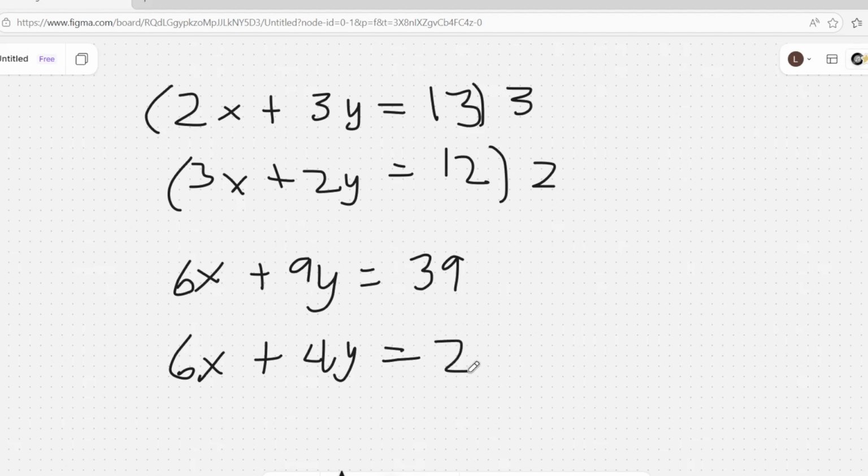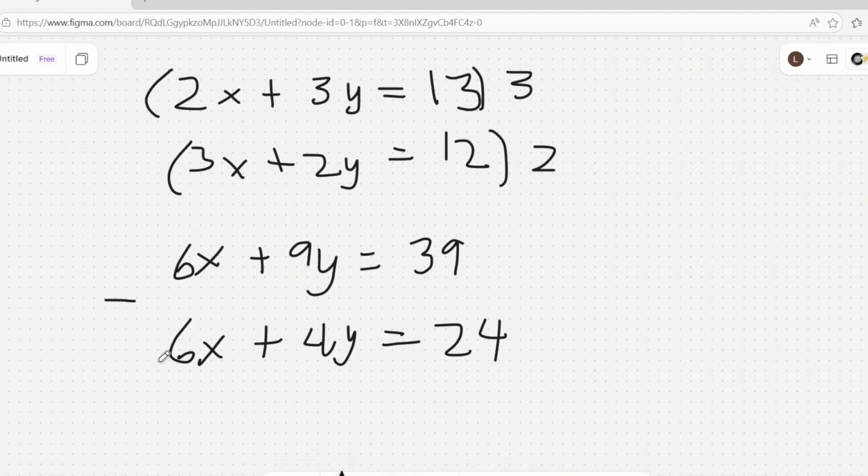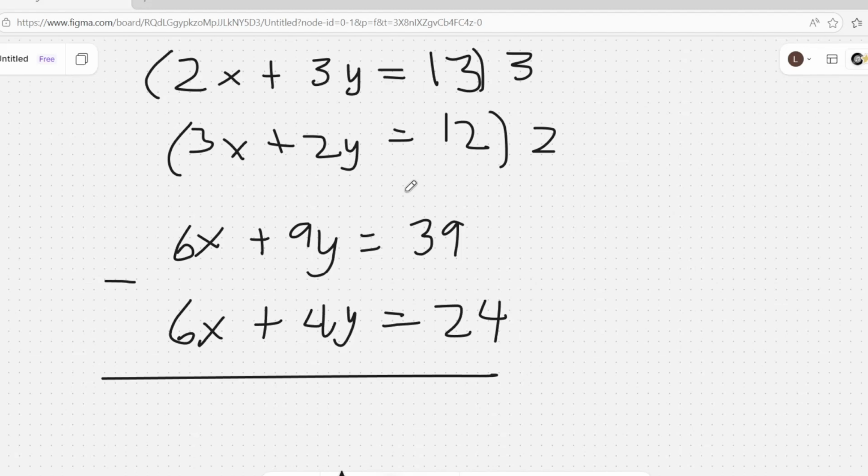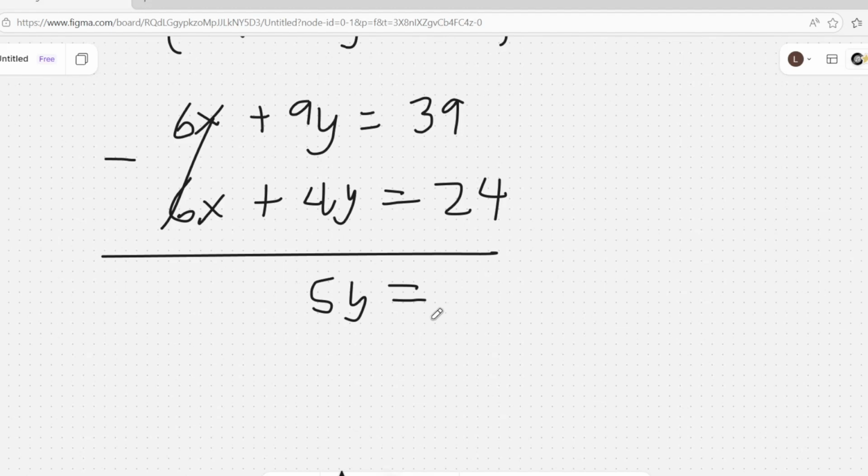Why did I do that step? Because as you can see here, we already have a common coefficient for x. So in order to cancel this one, we can subtract the two equations. This x will cancel out. So 9y minus 4y is 5y, and 39 minus 24 will result in 15. Dividing both sides by 5, we get a value of y of 3.